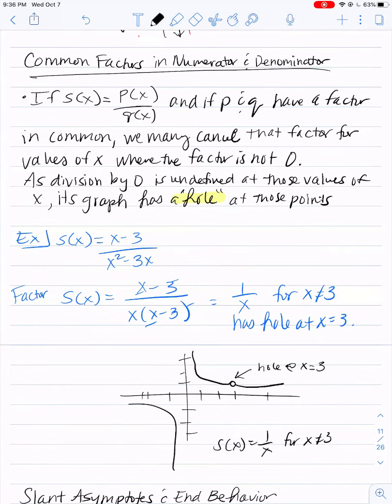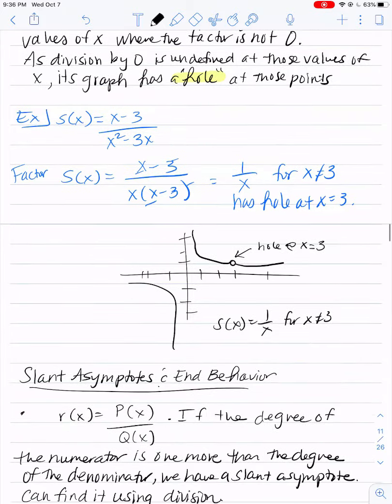Okay, so here we have the ability to cancel some things with common factors in the numerator and denominator. So if we have p(x) over q(x), and if p and q have a factor in common, we could cancel that factor for values of x where the factor is not 0. The reason is that division by 0 is undefined at those values of x, so we're not really canceling it, and it has a hole at those points. It was never there, because that's what makes the function undefined.